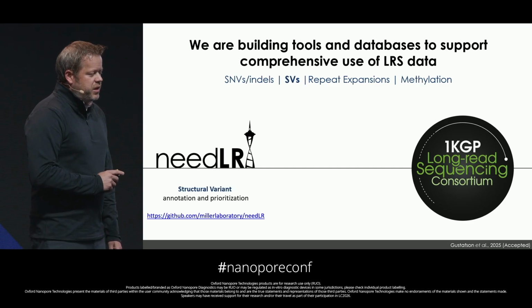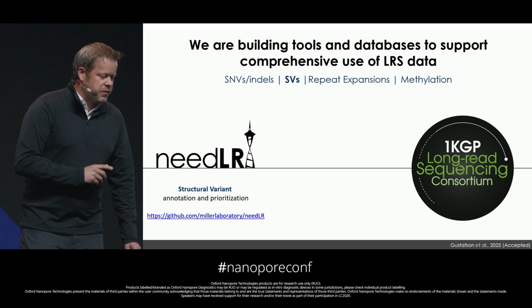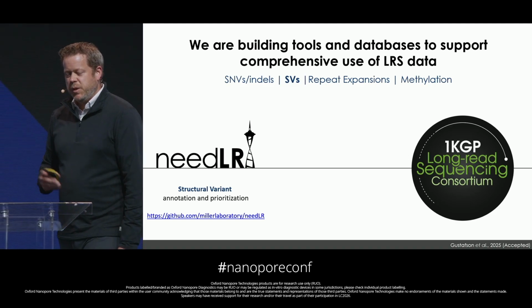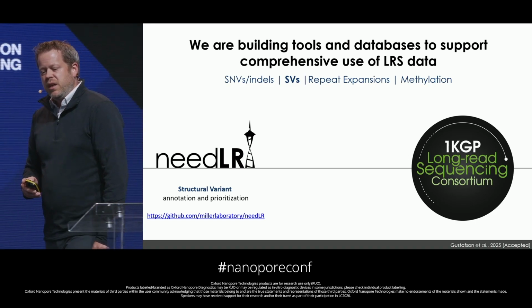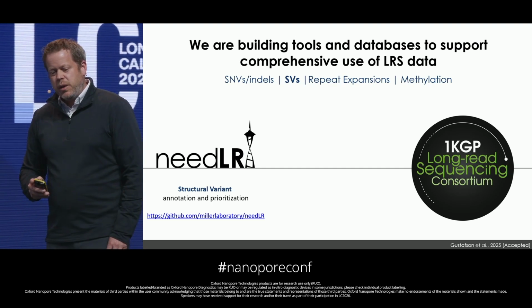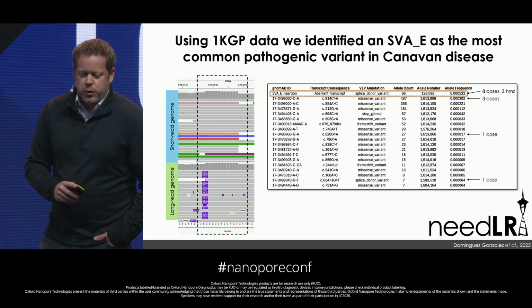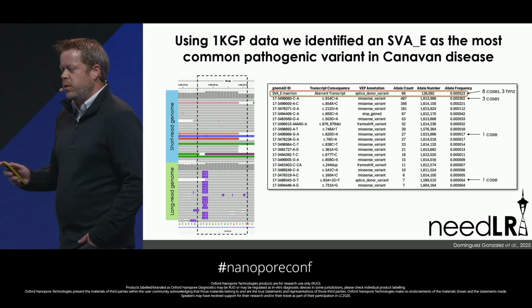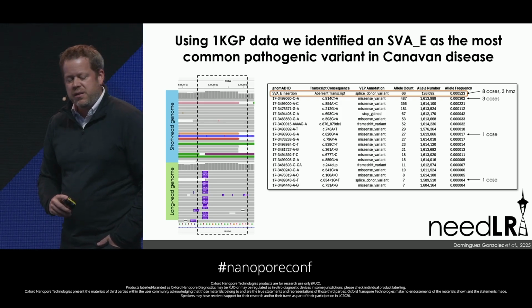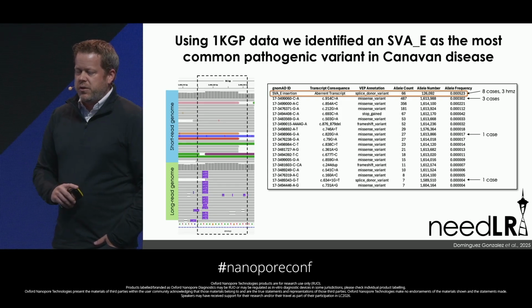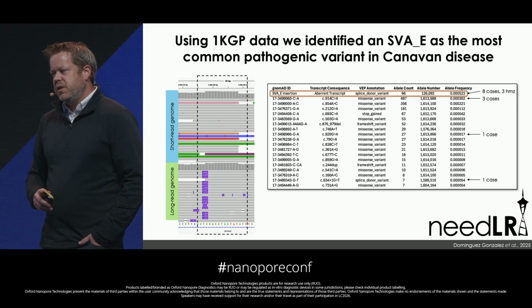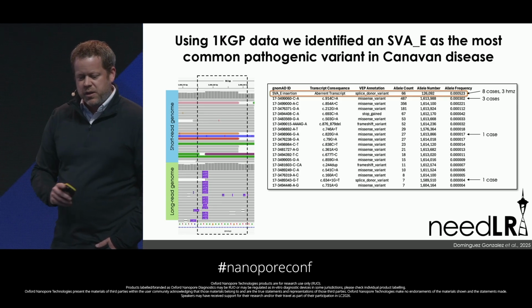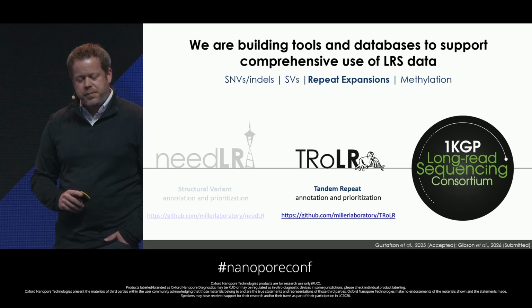And I'll just quickly say that we've built tools such as Needler, which Gus Gustafson, who's a PhD student in the lab, developed and was recently accepted at Bioinformatics. This is a tool to annotate and prioritize structural variants. And just briefly, I'll say that we've used this to identify some fairly tricky structural variants, including this one, which is the most common cause of Canavan disease. This is one that's amenable to ASO therapy and is very difficult to detect with short-read sequencing. This was published in Neurology Genetics last year.